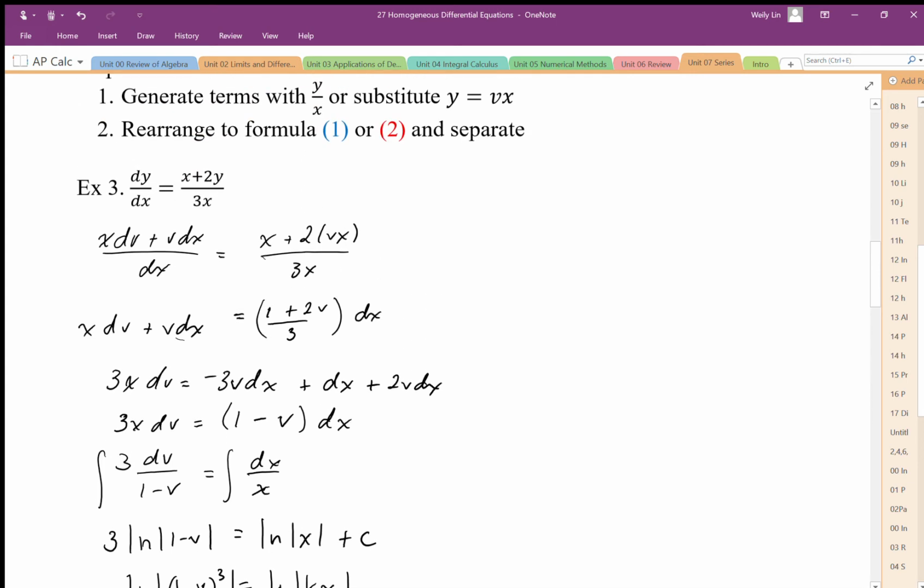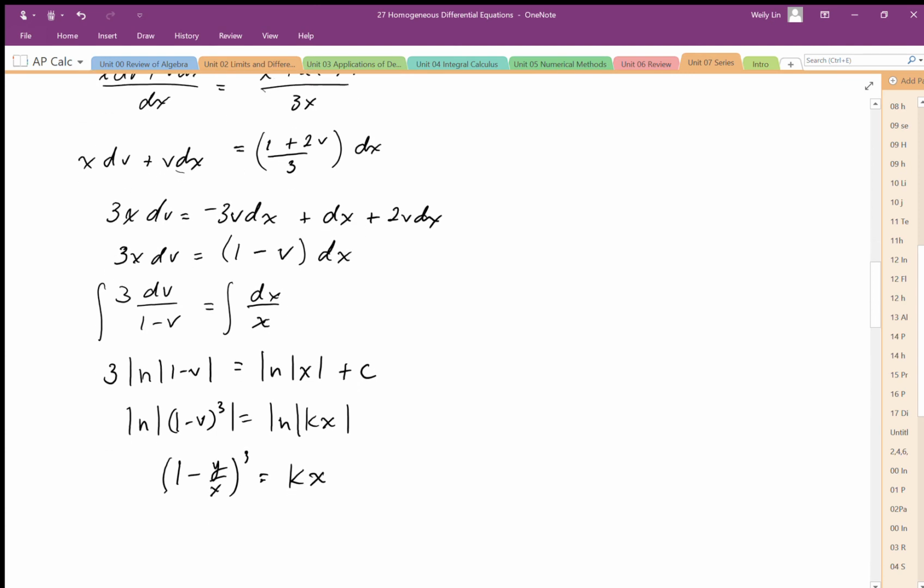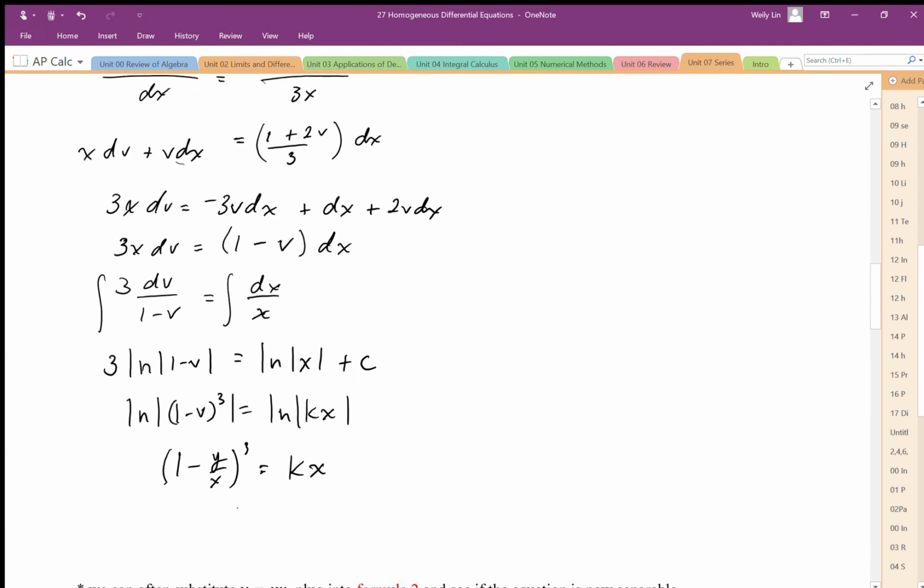Okay, this doesn't give us any initial point that I can solve for k. I could try to solve for y. I think this is good enough though. I think we can just leave it in that form. If you want, we can solve for y by just undoing those algebraic parts.